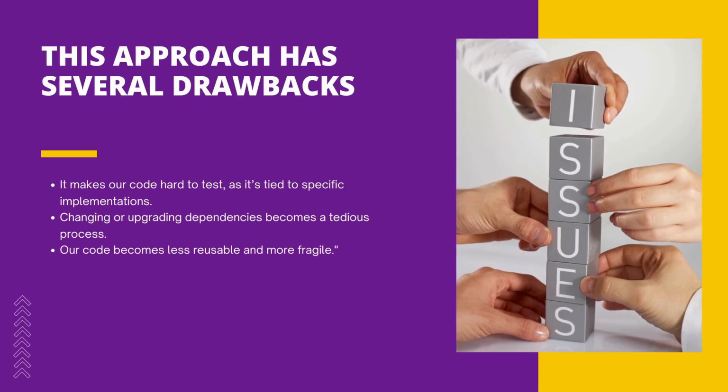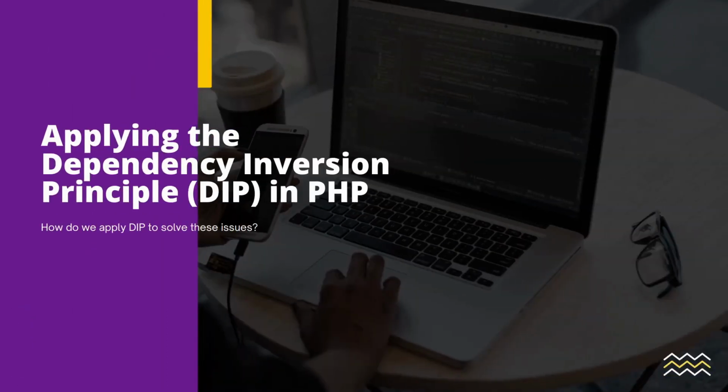This approach has several drawbacks. It makes our code hard to test, as it's tied to specific implementations. Changing or upgrading dependencies becomes a tedious process, and our code becomes less reusable and more fragile. Now, let's see how to apply the dependency inversion principle using PHP.